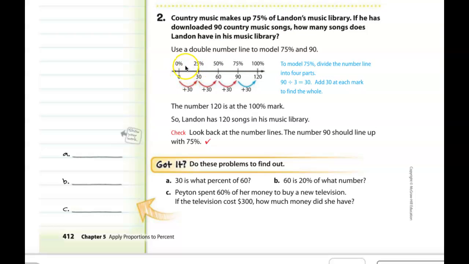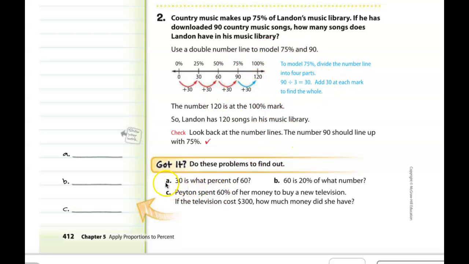So if I look at the number line, 1, 2, 3 spaces equals 90. 90 divided by 3 is 30. So 30 plus 30 is 60, plus 30 is 90. So if I add another 30, that's where they get the 120 to solve that problem. Okay, and again, there are other ways of solving that, but this is solving it with a model.